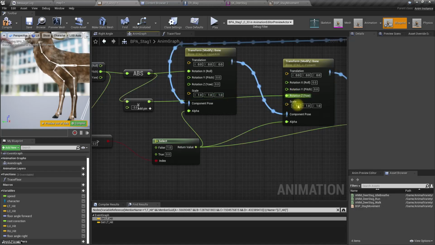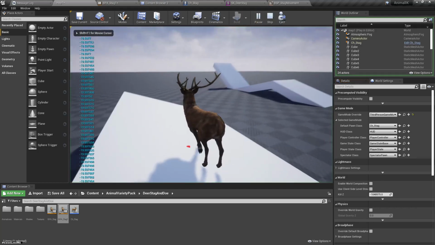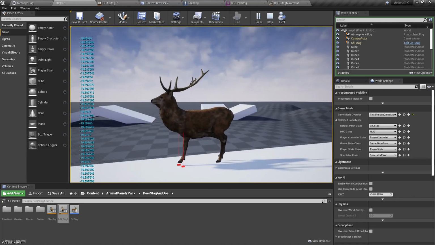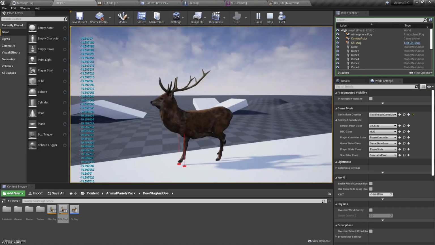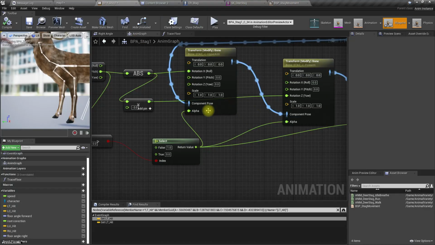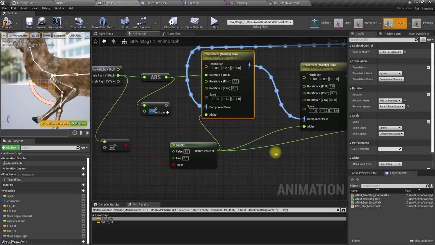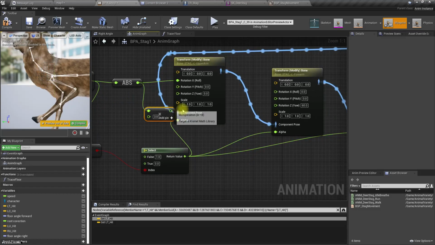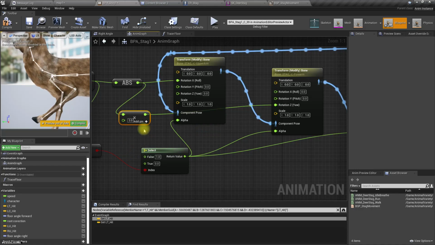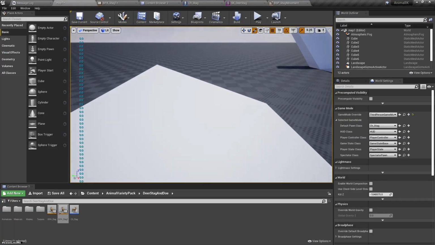So it should be, let's see, oh no, wrong. So this should be plus 3. Let's see now.